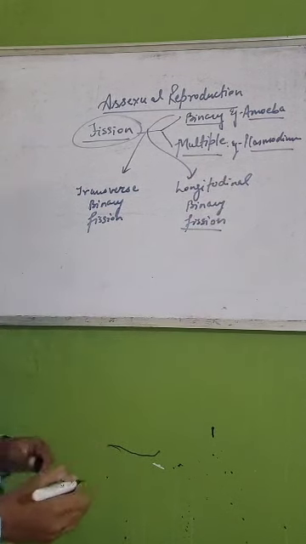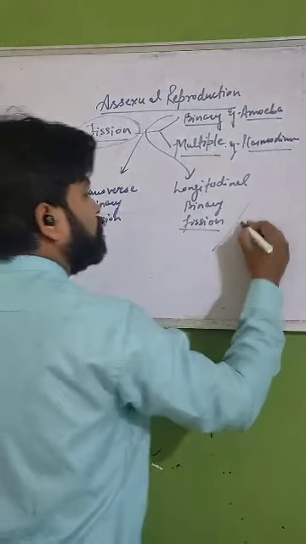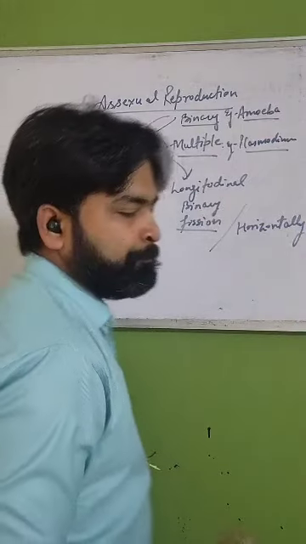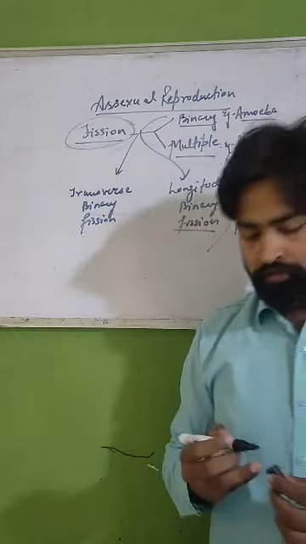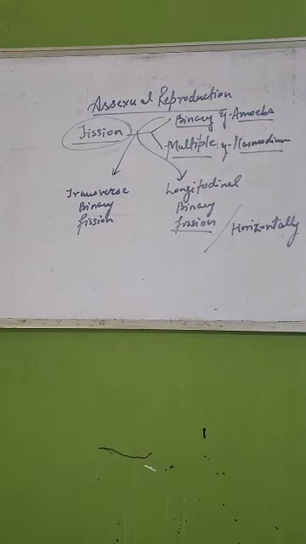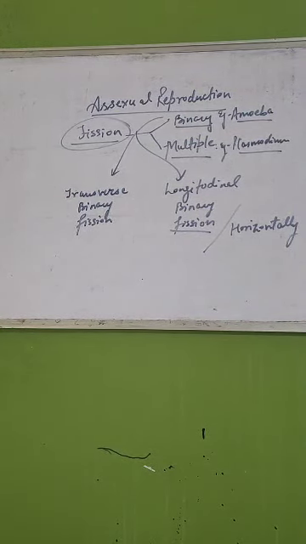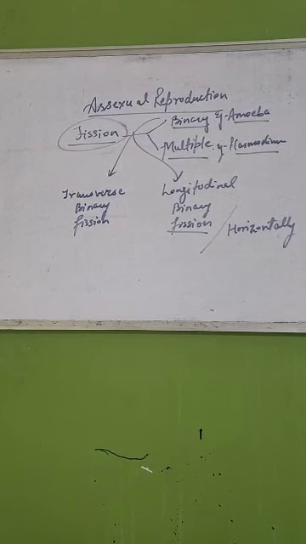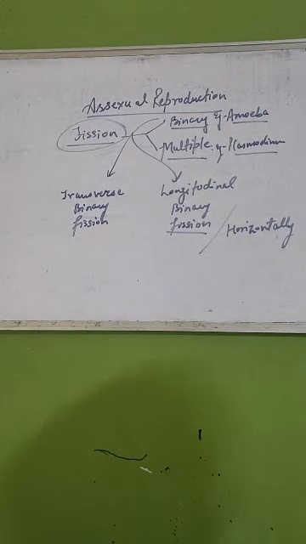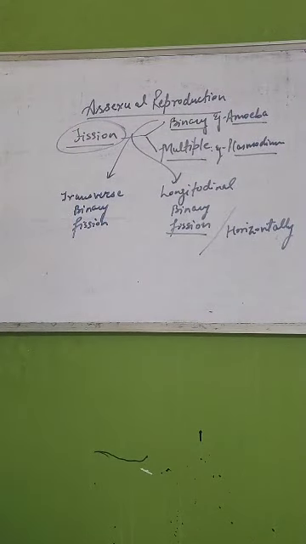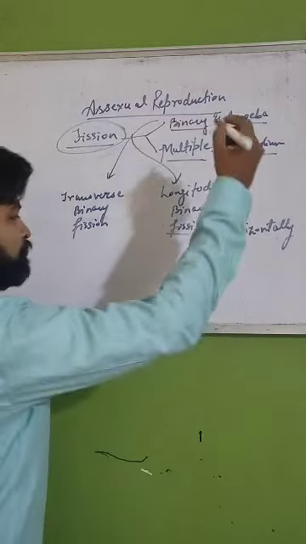This longitudinal binary fission takes place horizontally, which means the cell will divide horizontally, and it will be at a right angle to the longitudinal axis. Just check it out here.